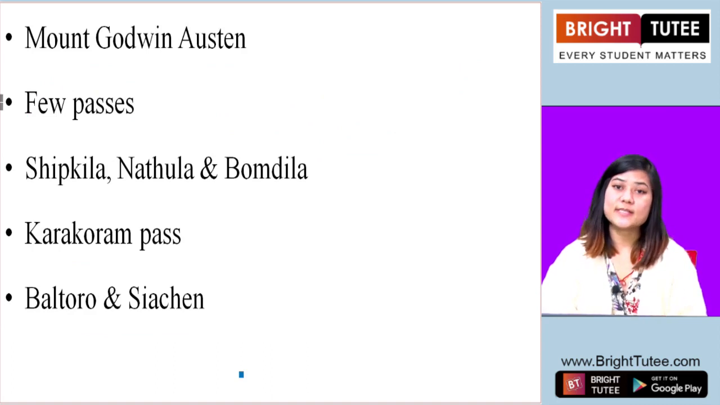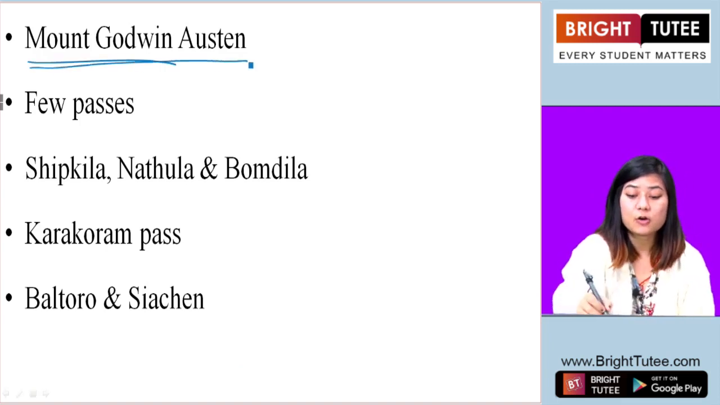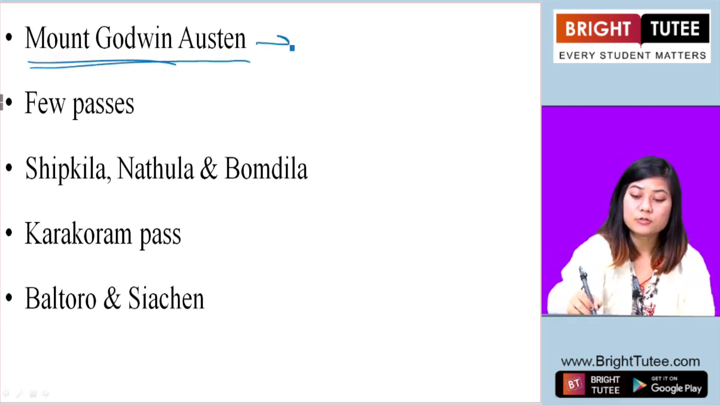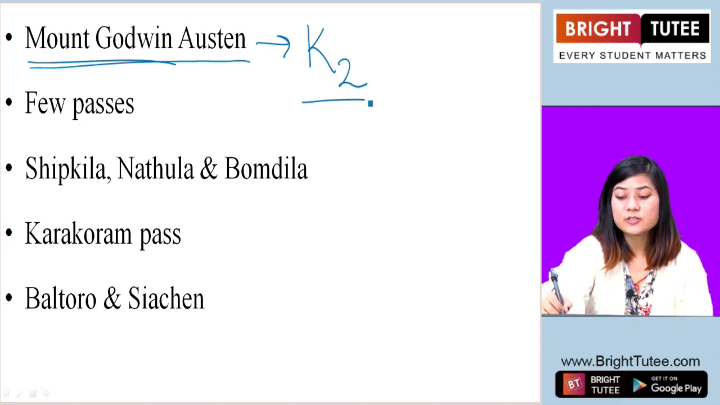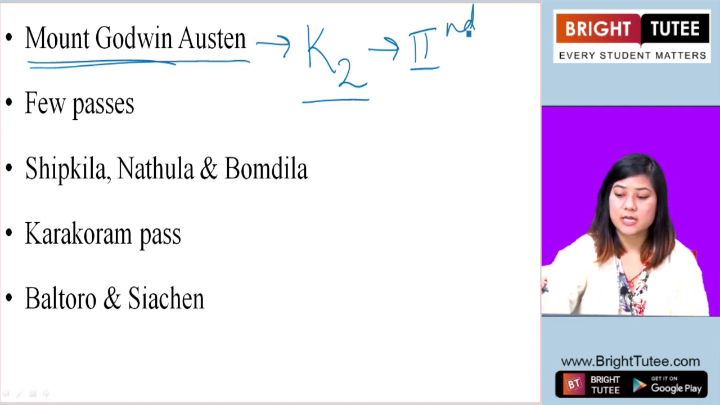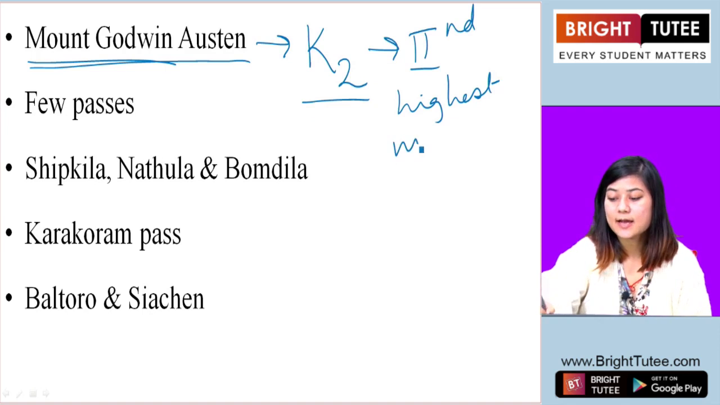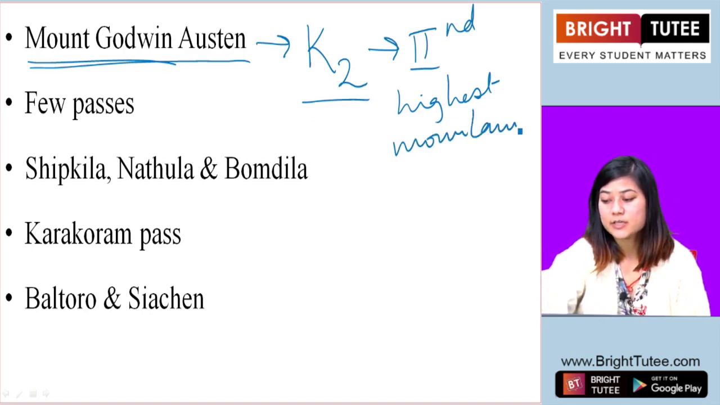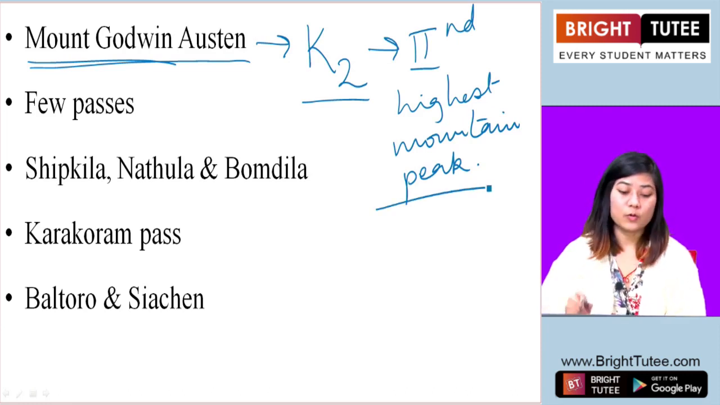Now in this western Himalayas, one of the highest peaks is Mount Godwin Austen, also popularly known as K2. Okay, so K2 is the second highest mountain peak in the world.